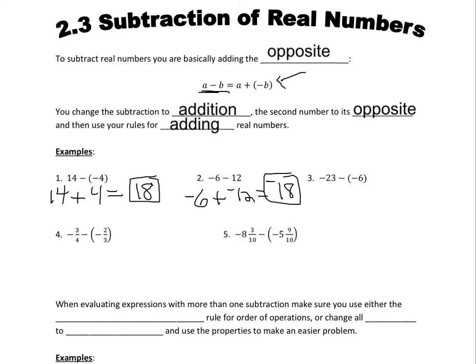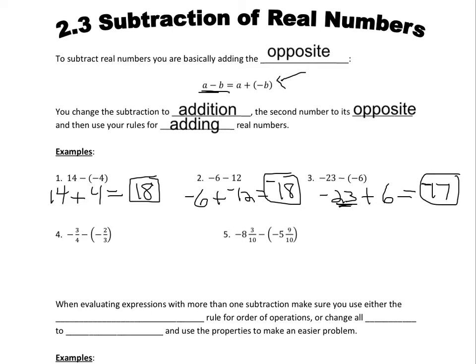sign. Here, number 3, negative 23 minus a negative 6. So we have negative 23 staying the same. Change subtraction to addition. Negative 6 is going to become positive 6. Now here, signs are different, so we have to subtract. This would be like 23 minus 6, which would be 17, and it's going to be a negative 17 because your larger absolute value is negative.